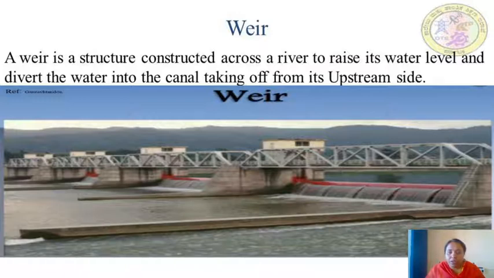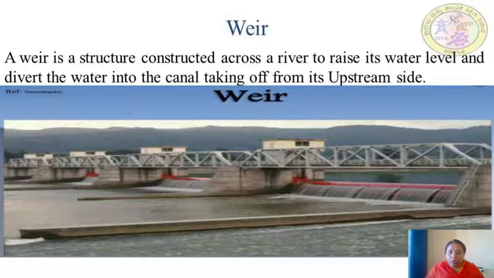You can see here, this is the weir. It is a structure constructed across the river in order to raise the water level and then divert this water into the canal. On the crest of the weirs, usually shutters are provided so that part of the raising of water is carried out by shutters. During floods, the shutter may be dropped down to allow water to flow over the crest of the weir.